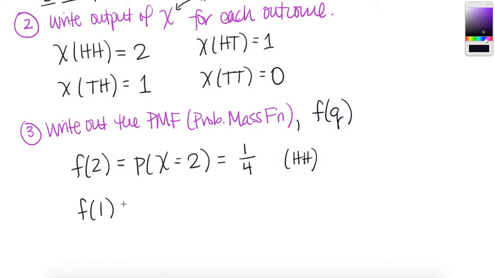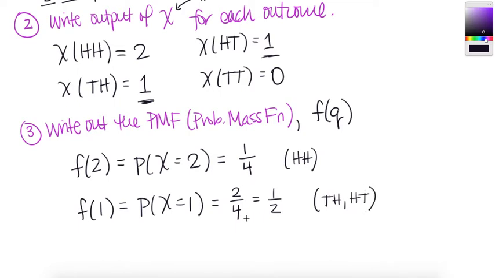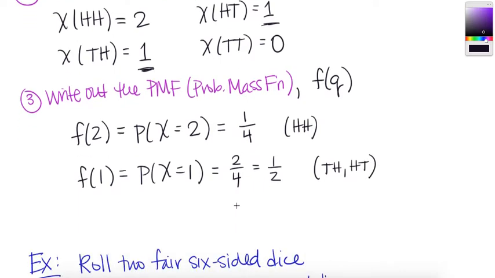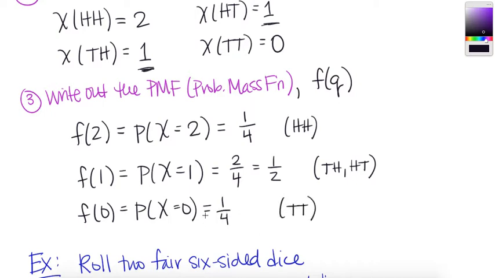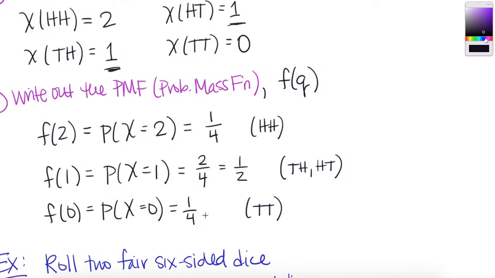And then what about f of 1? That's the probability that X is equal to 1. And we got a 1 out of this outcome and this outcome. So that was 2 out of the 4 outcomes. We can write that as 1/2. And that came from tails heads and heads tails. And then what about f of 0? That's the probability that X is equal to 0, and the only outcome that gave us 0 was tails tails, and that is 1 out of the 4 outcomes.